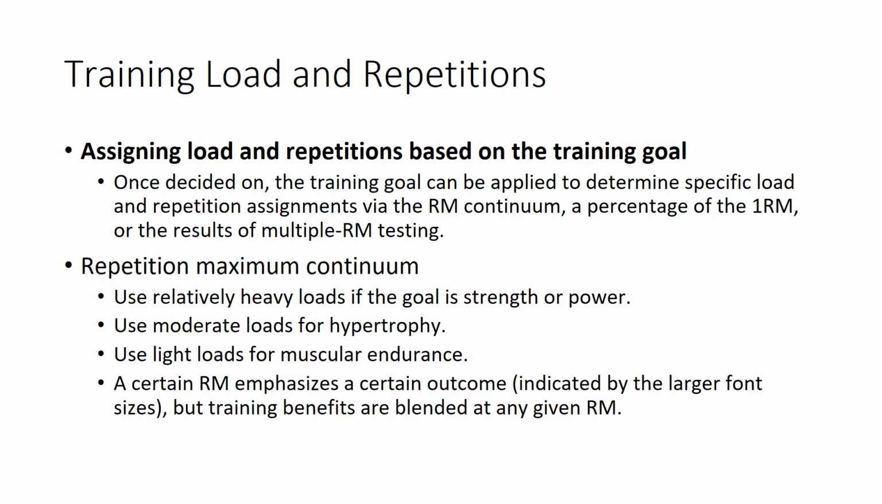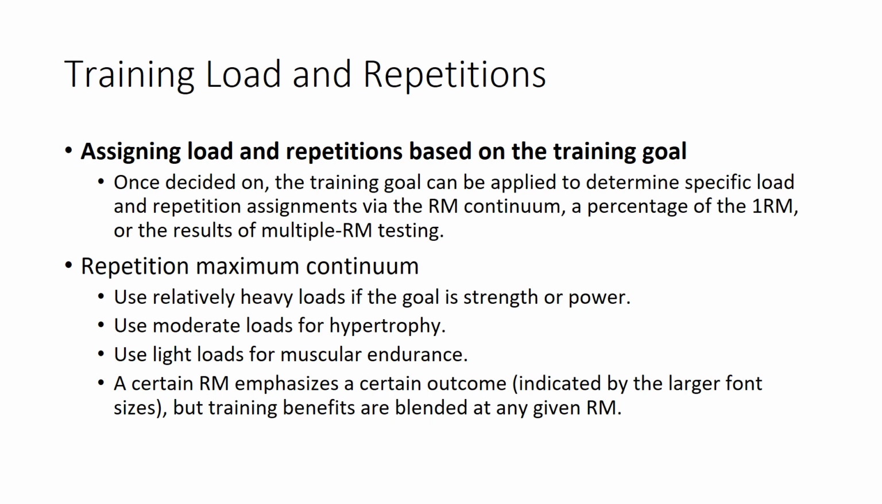Once you determine an athlete's maximal strength, you can then start deciding on the training goal, which can then be applied to determine the specific load and repetitions utilized for that goal. But we're looking at this and trying to set these certain repetitions to hit these goals, and this is utilizing a repetition maximum continuum, where we use relatively heavy loads if the goal is strength or power.